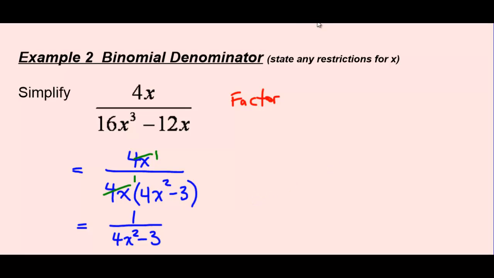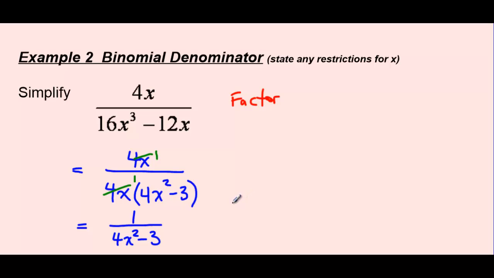Now we need to state the restrictions. The rule of thumb here is, because we're not only restricting on our final answer, 4x squared minus 3, it's true that it can't equal 0. So we need to figure out values of x which would make that equal 0. But we also need to make sure that at any point in the question, the denominator did not equal 0.